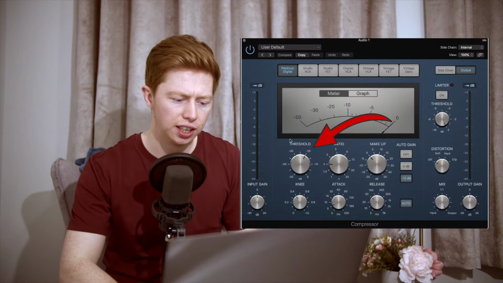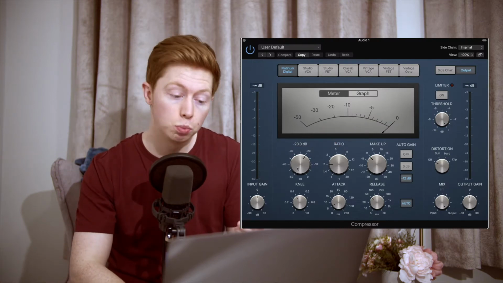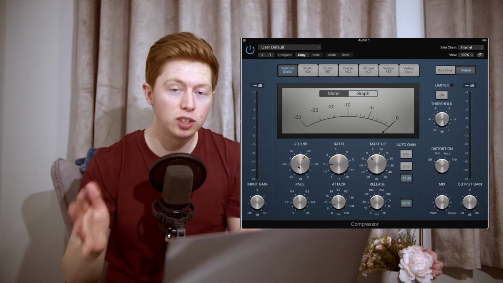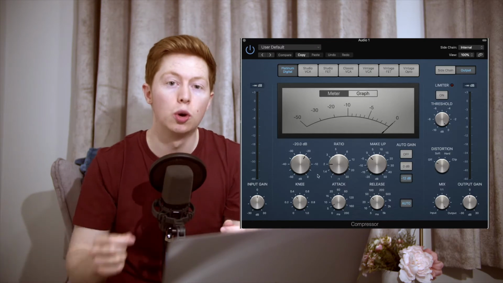Okay, now let's move over to our compressor and let's look at the different controls on a compressor and understand what they do. Okay, first here we have a threshold. Threshold here on the left is the first thing we need to understand. So here we have the threshold at minus 20 decibels, minus 20 dB. If the input level is below minus 20, no compression happens. Only the level that goes above that threshold will get compressed.